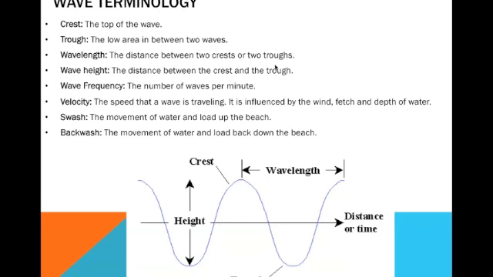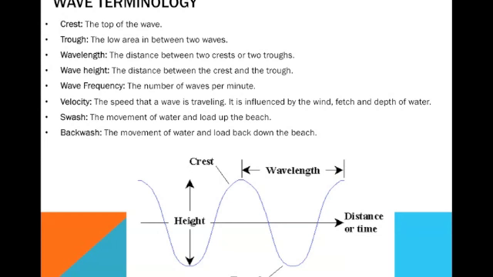Let's just get some wave terminology, so that means words, definitions. Okay, crest. As you can see by this diagram, the crest is the top of the wave, and the trough is the bottom of the wave, so the low area. And the wavelength is the distance between two crests or two troughs. And the wave height is the distance between the crest and the trough.